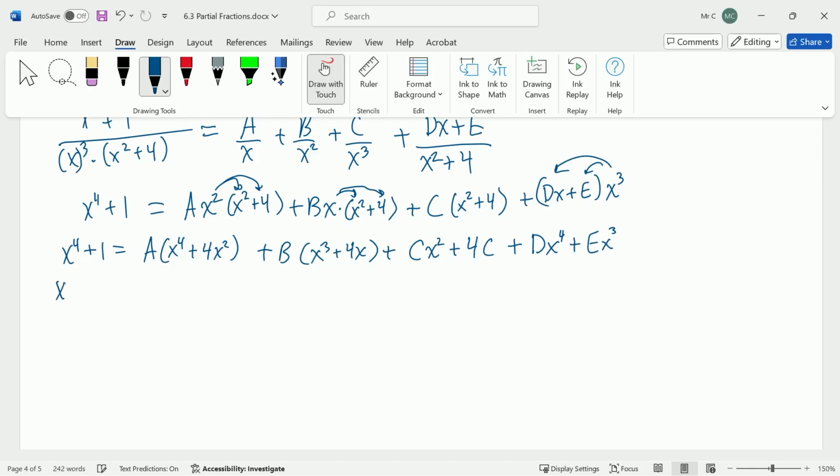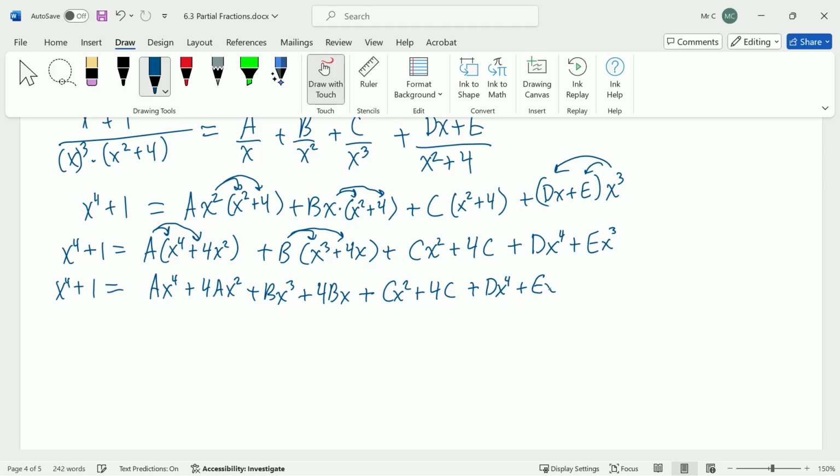Okay, let's take one extra step of rewriting before we start combining things. Now I'll distribute this a, I get ax to the fourth plus 4ax squared, right? Just distributed that. Plus bx cubed plus 4bx plus cx squared plus 4c plus dx to the fourth plus ex cubed. So it didn't really have anything else to do on those last terms.